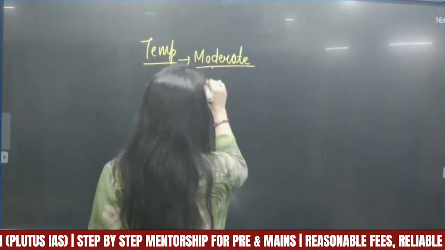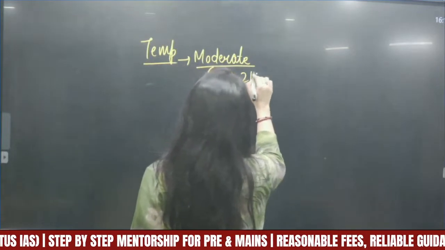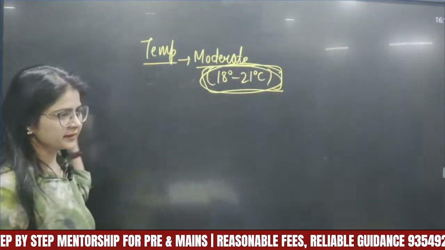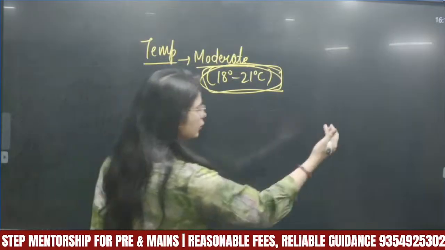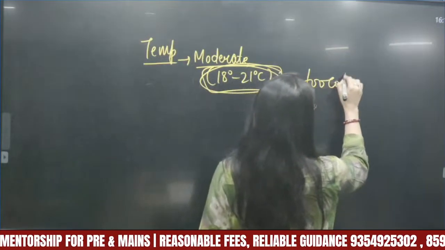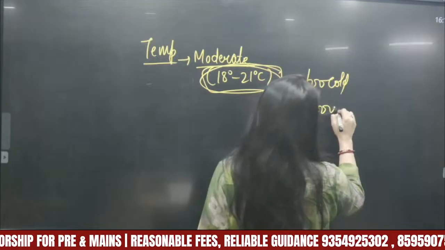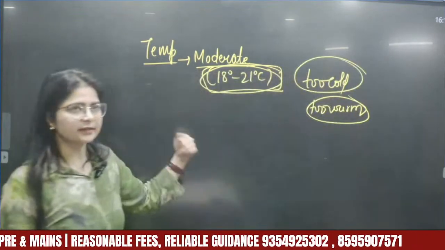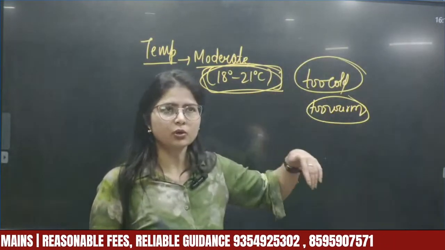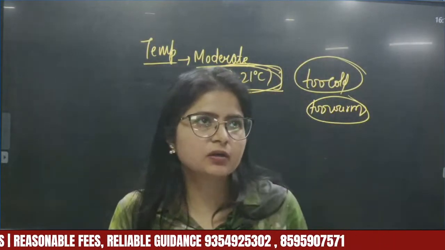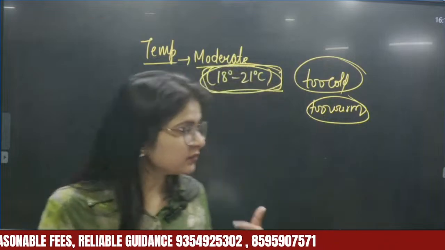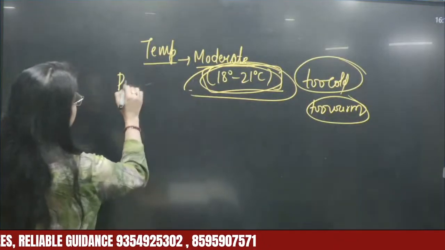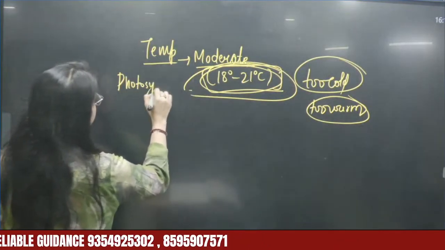It should be 18 to 21 degrees Celsius. More than that or less than that, if the water is too warm or too cold, they won't be able to survive. अगर water ज़्यादा warm होगा या ज़्यादा cold होगा, they won't be able to survive the conditions. What is the reason behind that? Because the first thing is that photosynthesis is very important.